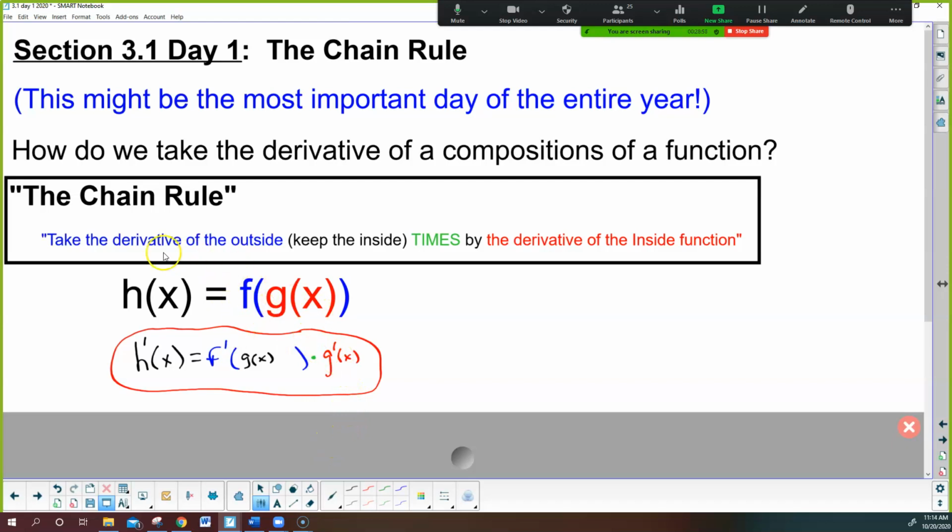So hopefully you're going to kind of repeat this saying every time today. The derivative of the outside, keep the inside function exactly the way it is, times by the derivative of the inside.